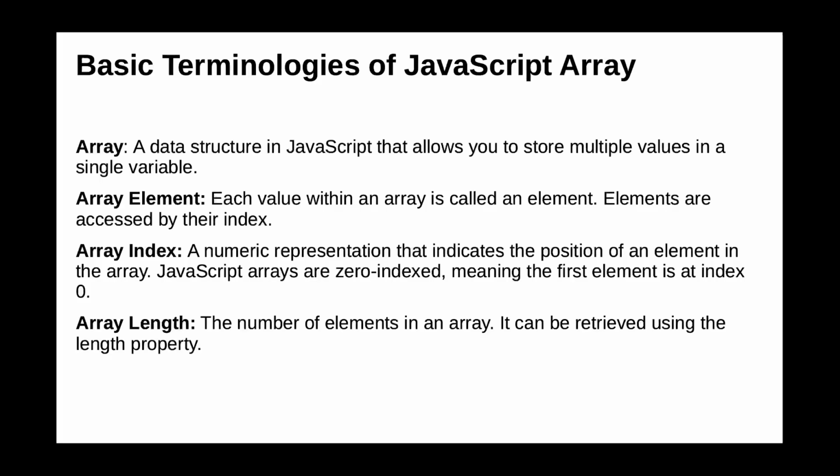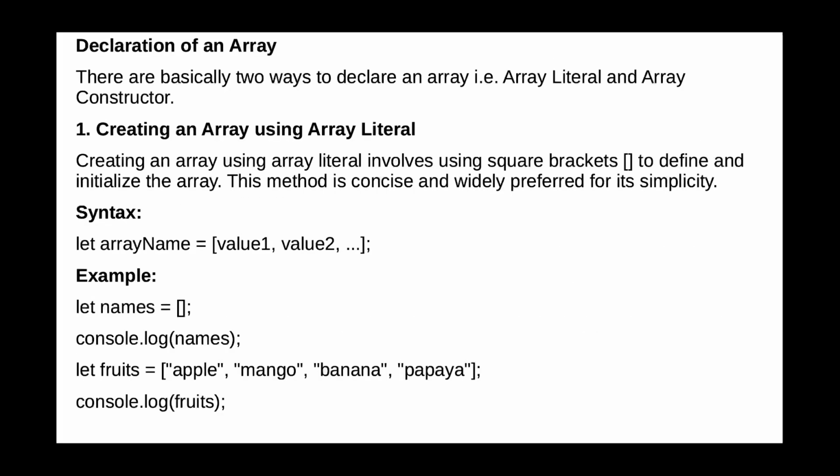Next is array length, the number of elements in an array. It can be retrieved using the length property. So next is how to declare an array. There are basically two ways to declare an array, that is array literal and array constructor.